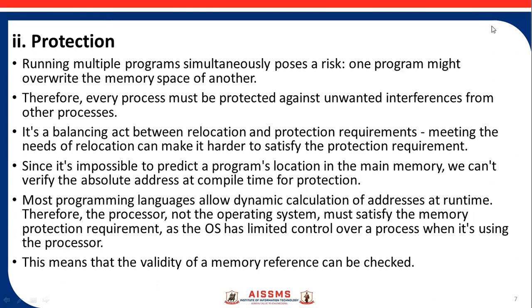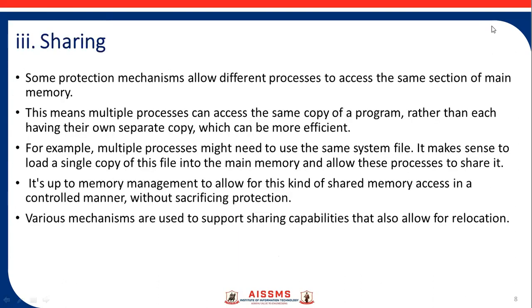Since it is impossible to predict a program's location in the main memory, we can't verify the absolute address at compile time for protection. So most programming languages allow dynamic calculation of addresses at runtime. Therefore, the processor, not the operating system, must satisfy the memory protection requirements. This means that the validity of a memory reference can be checked.